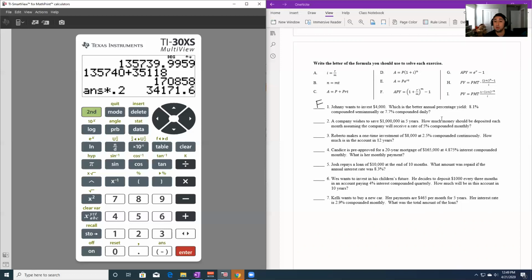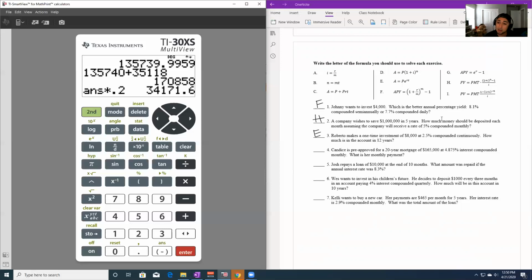H. Okay. 3, Roberto makes a one-time investment of $8,000 at 2.5% compounded continuously. How much is the account after 12 years? Well, there's the key words, compounded continuously. This means this is going to be your best friend, PERT. So E for 3.